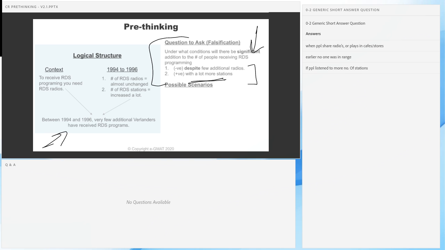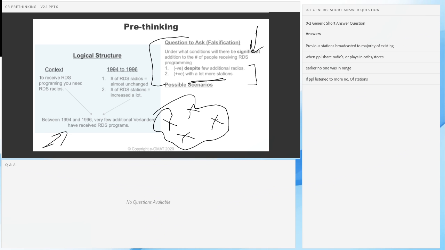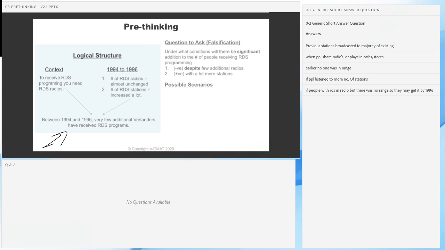People share radio. Yes. Cafe stores. Yes. Start putting them in Starbucks. That's going to be there. The second thing is previous station. If people earlier, no one was on ring. That's a good way. It's not precise, but I understand the sentiment behind it. That you had these people all across Wordland who had the right radios, but only these ones over here were covered. Now you put new stations and you cover even these guys. In that case also, despite the same number of radios, you get more people to listen in. Okay.